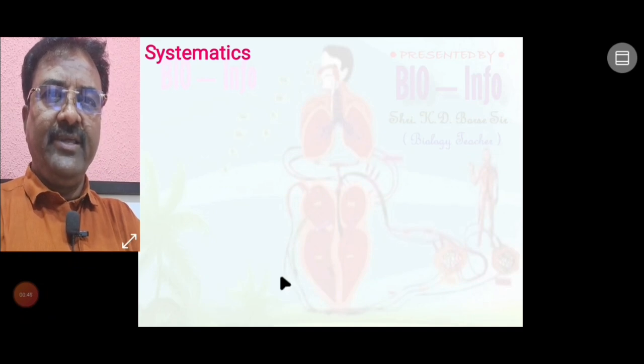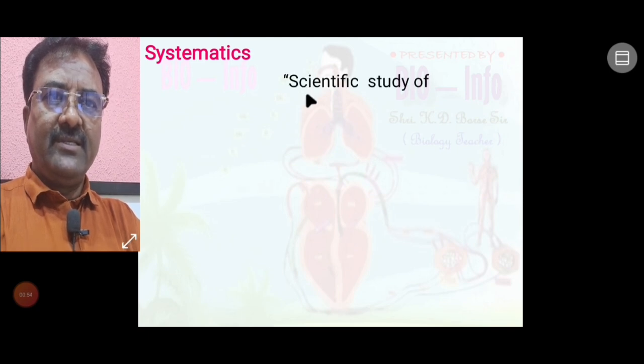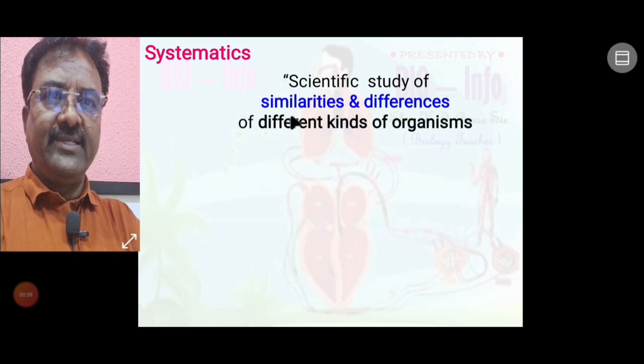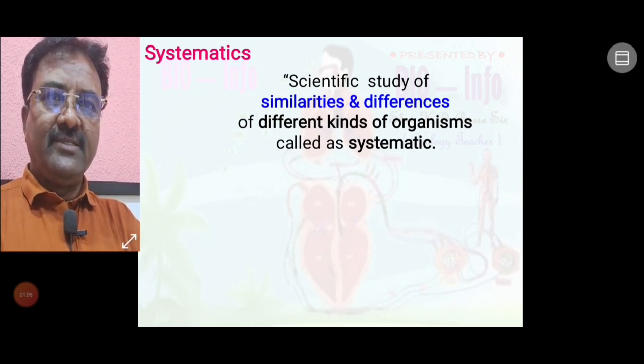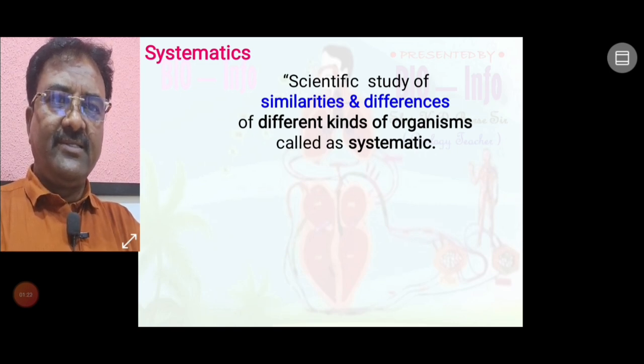Systematics. What is the meaning of systematics, or define systematics? Scientific study of similarity and differences of different kinds of organisms is called systematics. Systematics is one of the branches in which, on the basis of similarity and differences, different kinds of organisms are studied on a scientific basis.